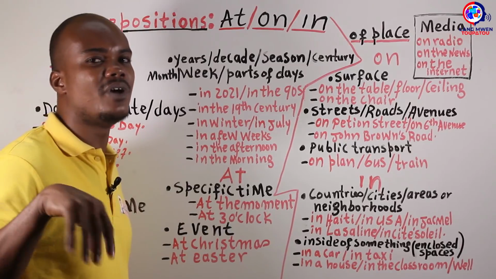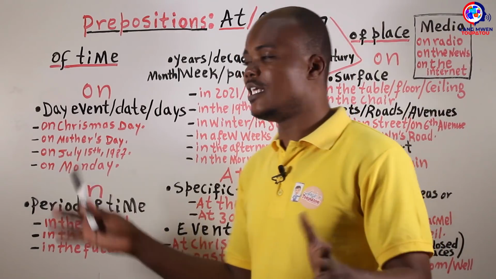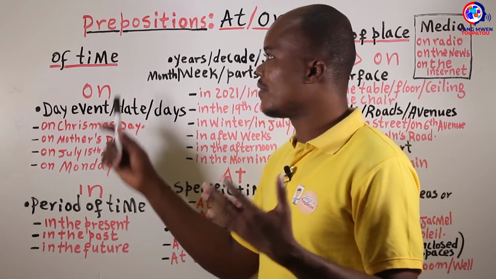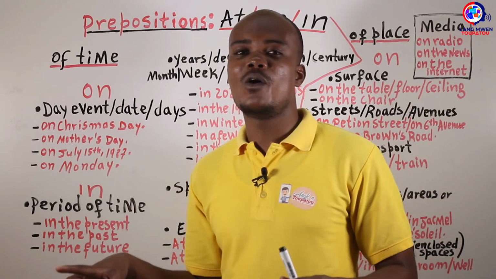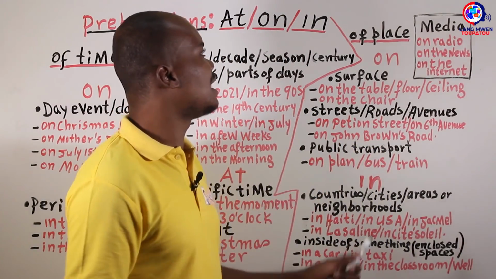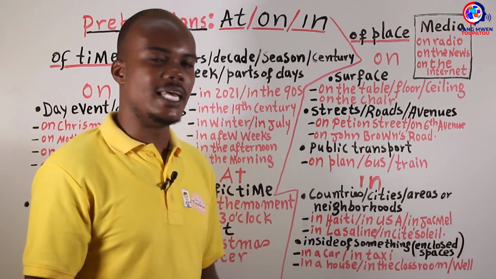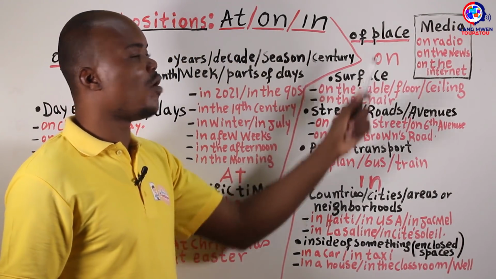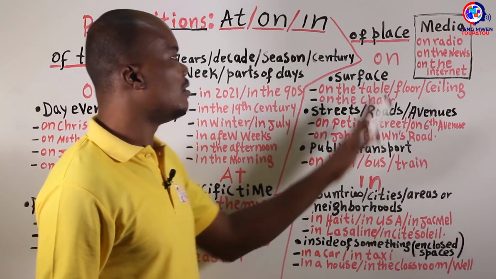Now you talk about the party, the holiday in general. So I think you understand here preposition at, on, and in as preposition of time. And now we're going to go to preposition at, on, and in as preposition of place. You're going to see that. So let's get started.